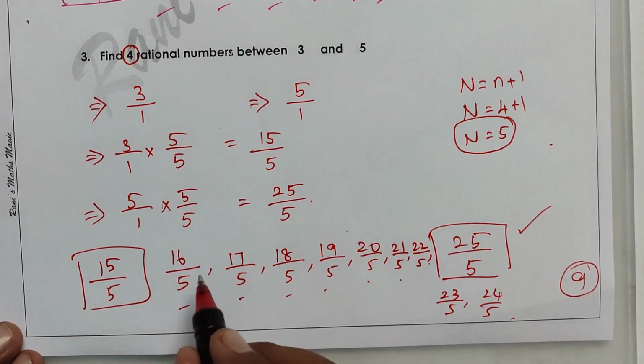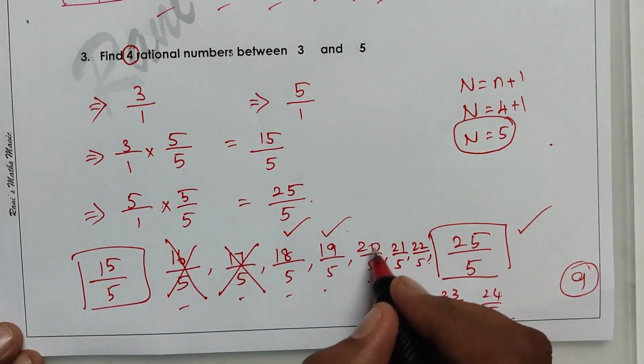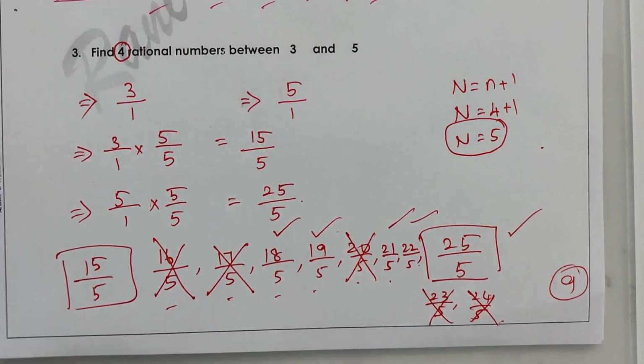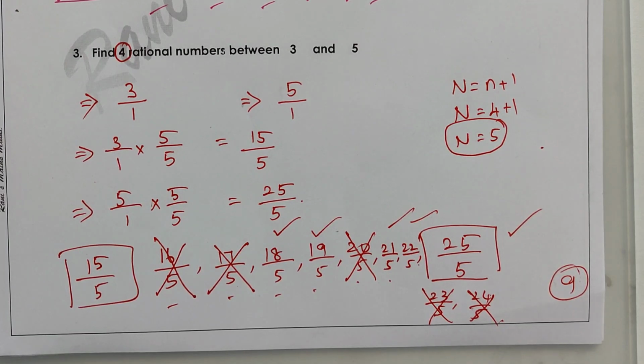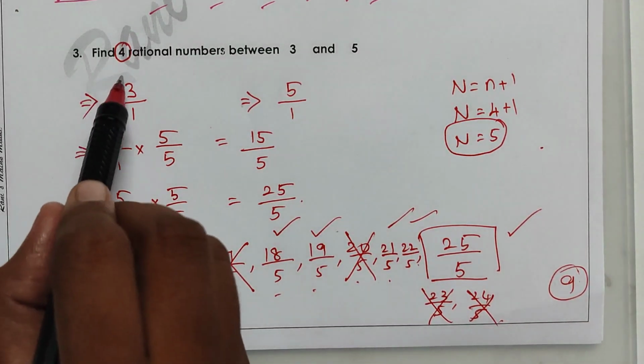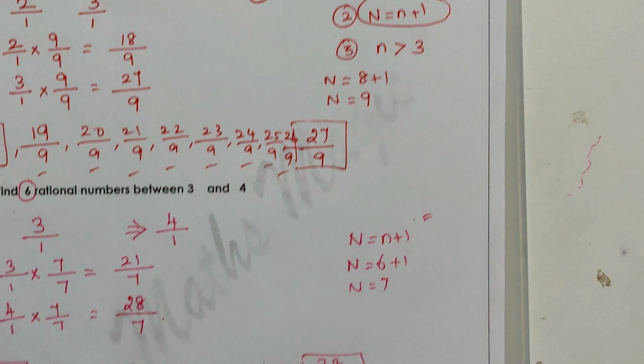So no need of writing the continuous numbers. You can omit some and take others, because between the rational numbers there are infinitely many rational numbers present. Now we are finding just around 9 numbers only, and in the question they are asking only 4. So you can omit any numbers and just write only 4. That is enough.